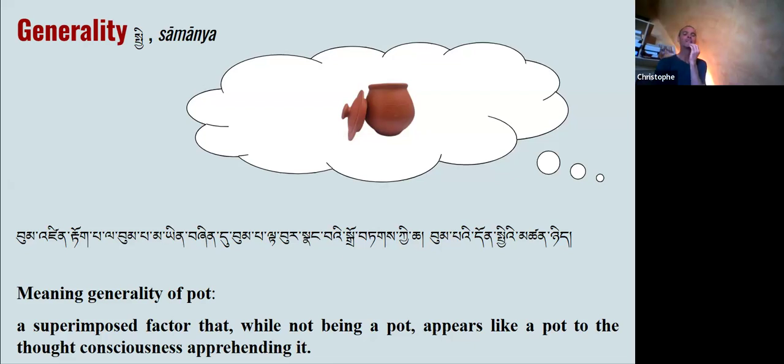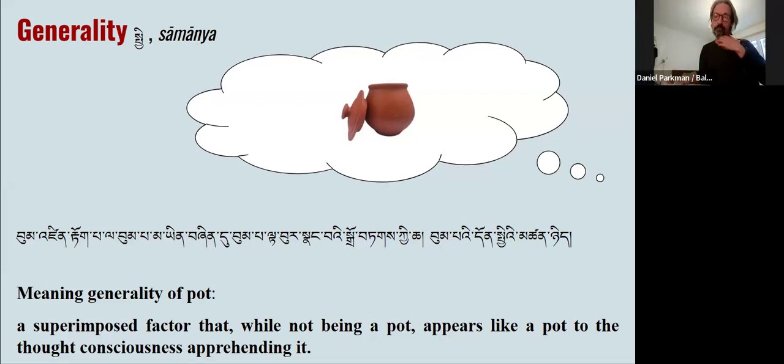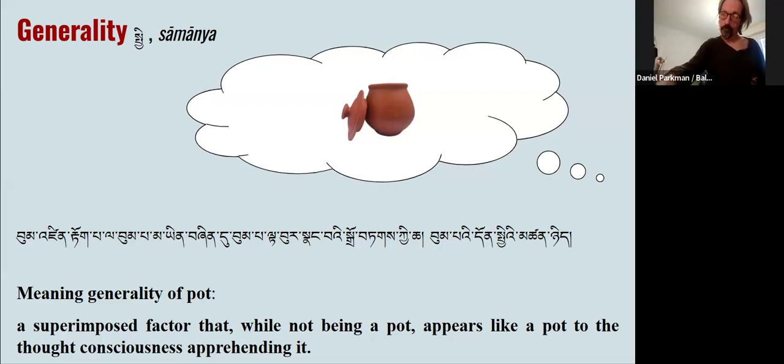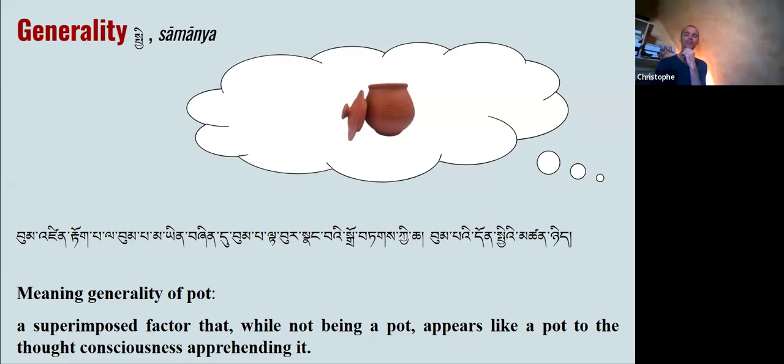Okay, so the image of a pot is not a pot. That's why, maybe everybody knows the Little Prince, this book, the Little Prince. That's why the pilot can never draw a sheep. He can only draw the image of a sheep.